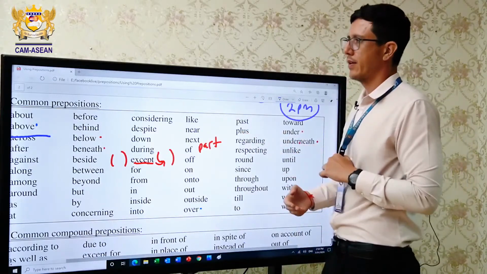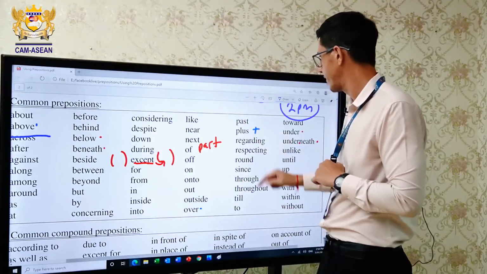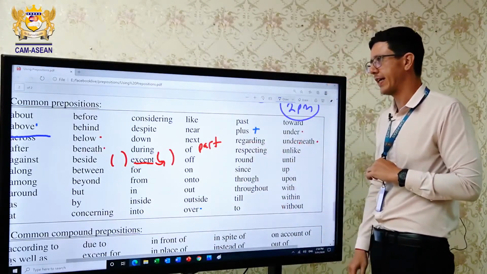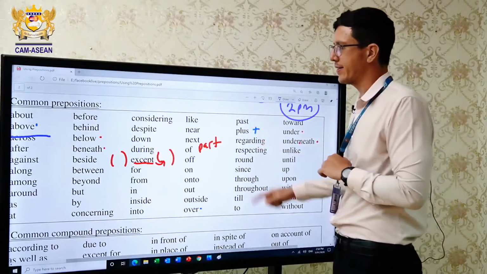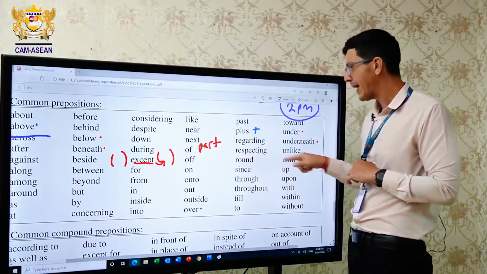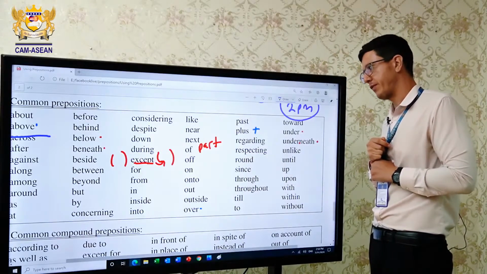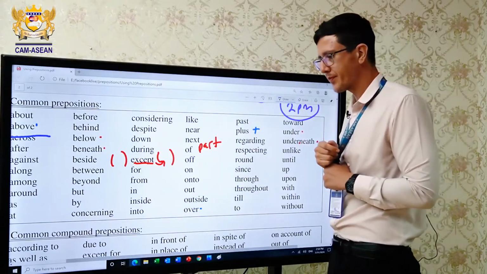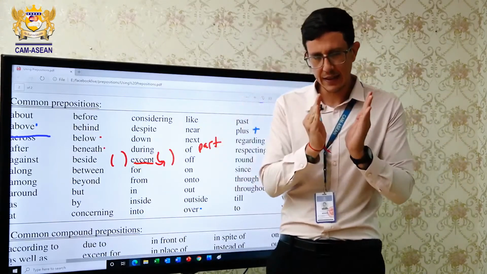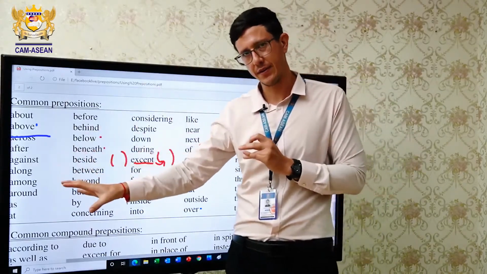Plus is like also, in addition. Regarding. Regarding is the same thing as about. Respecting. Respecting can be a little confusing. Respecting means this thing, but you must think about this.